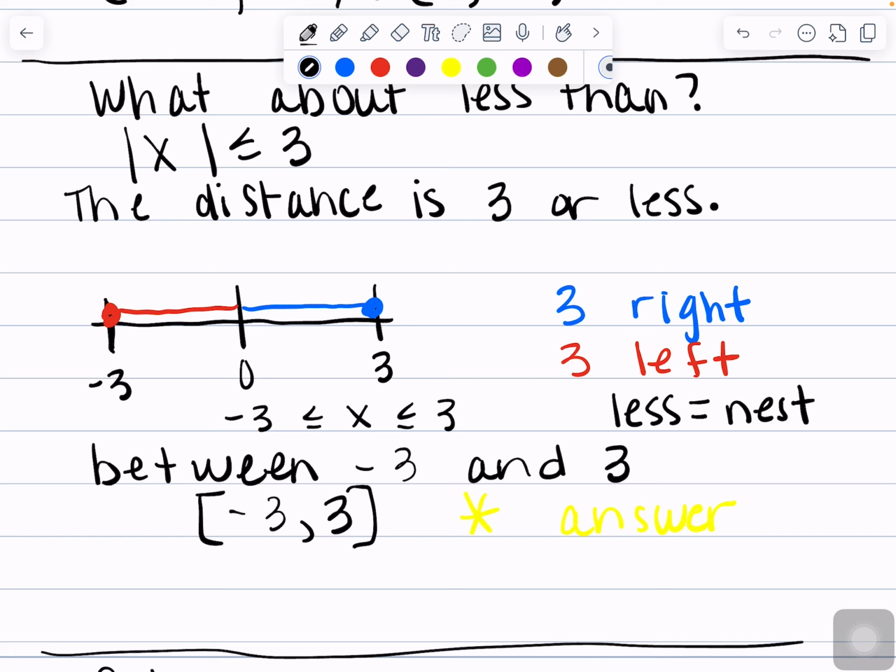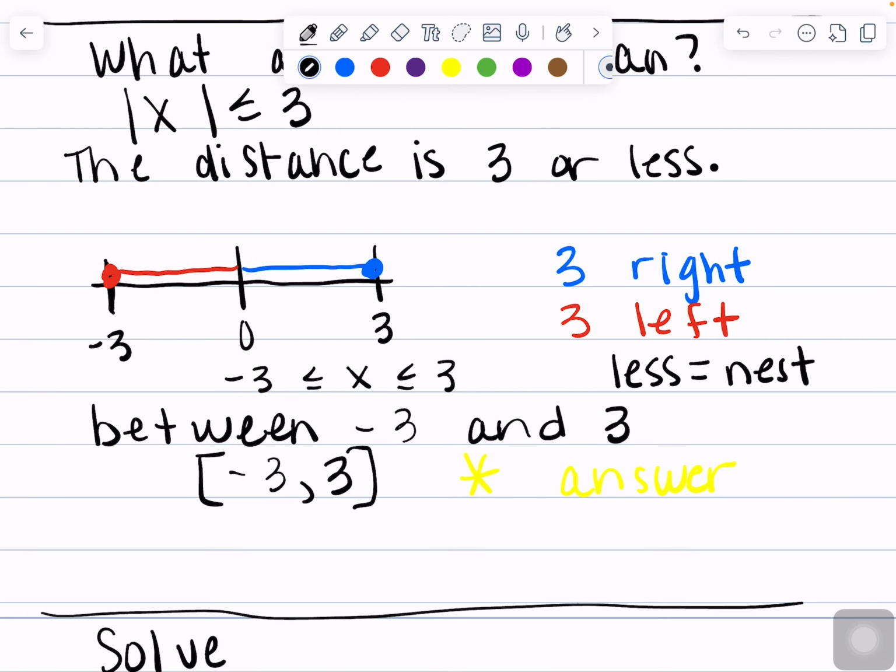So for the less than, we do what's called nest it between the negative and the positive. Brackets because of or equal to.